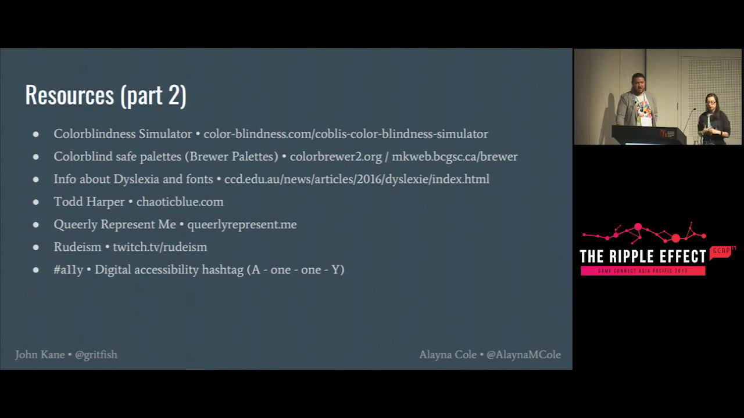Yeah, the accessibility hashtag on Twitter is a11y, with the L's replaced with ones, because it's 11 letters between A and Y, which is cool. There is actually a lot of really good conversation going on in the web space about how to do accessibility and how to make accessibility tools. Highly recommend checking it out.